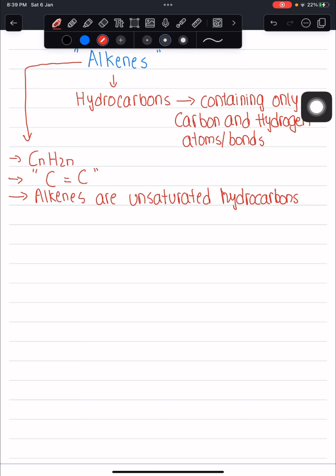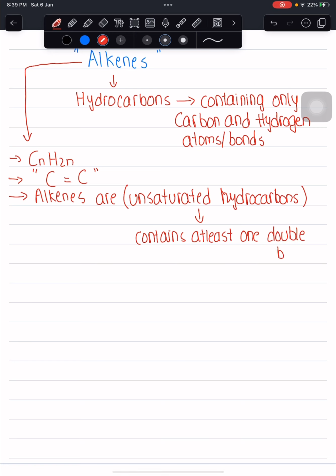What are unsaturated hydrocarbons? Basically, unsaturated hydrocarbons are those hydrocarbons which contain at least one double bond. And yeah, we can see that here there is a double bond between the carbons. So alkenes are unsaturated.